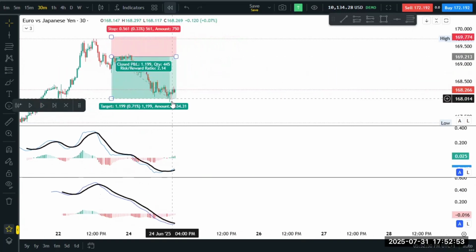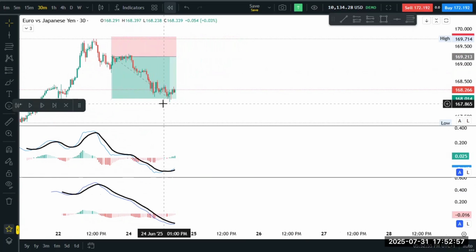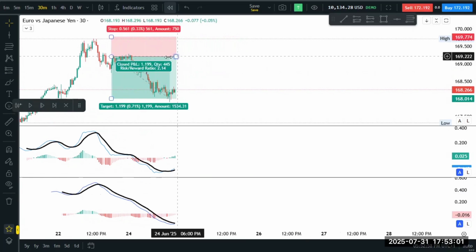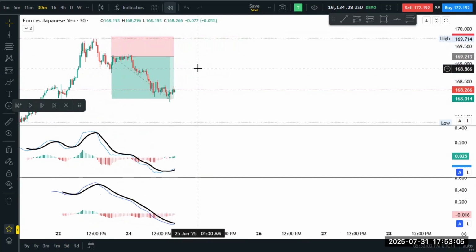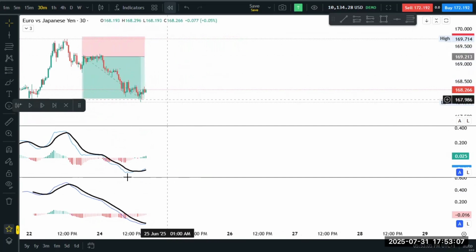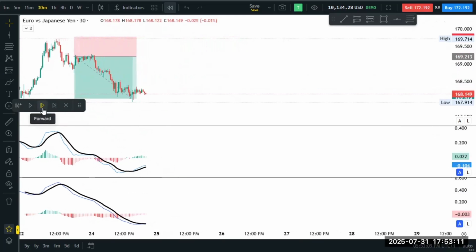And price was able to give us 1 to 2 at this particular level. So we will take that. Now you are going to play again. Observe this as we are going on.